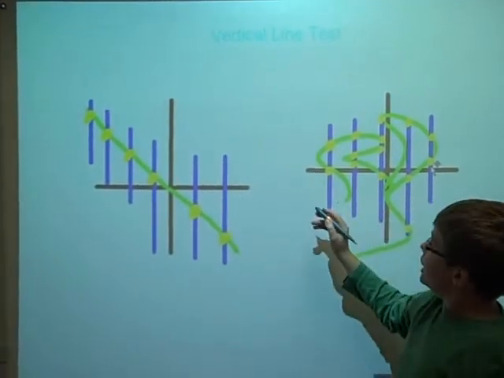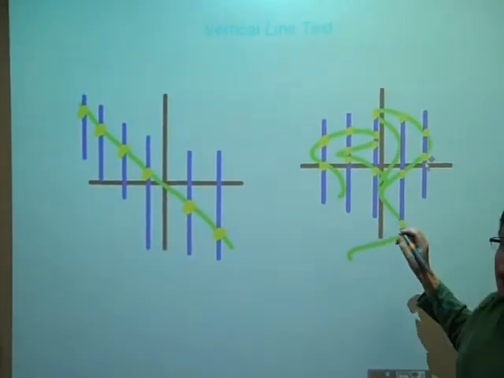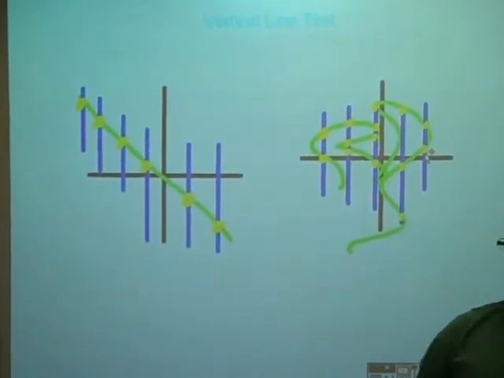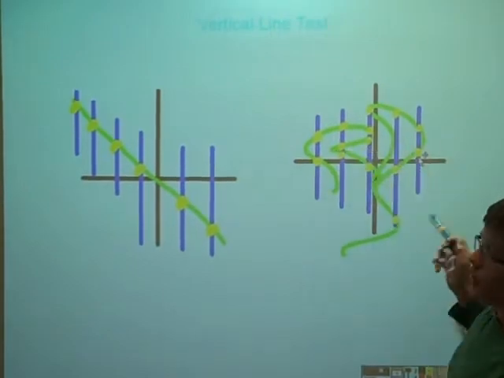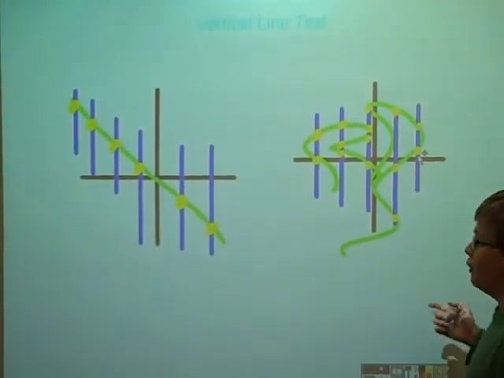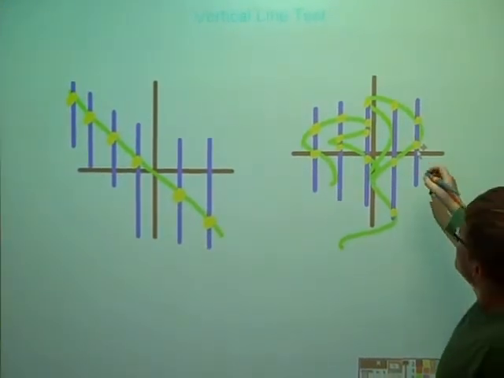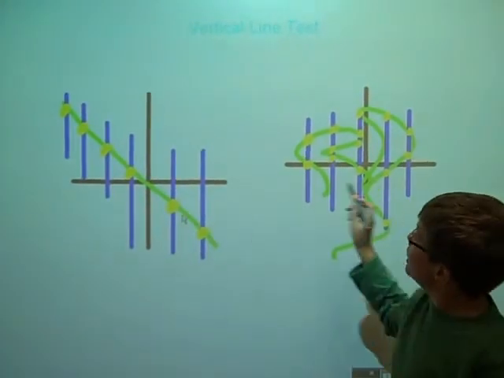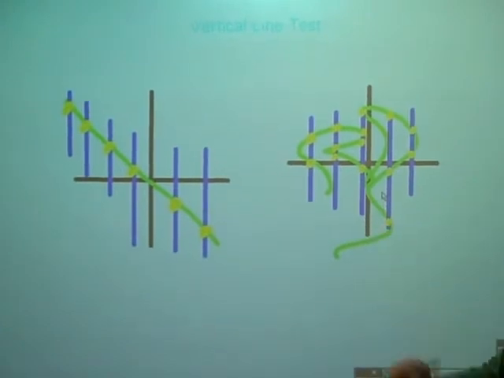These are functions, but we also have a name for all mathematical graphs. It's called a relation. That's pretty much just the one-size-fits-all kind of thing. So every function is a relation, but not every relation is a function.